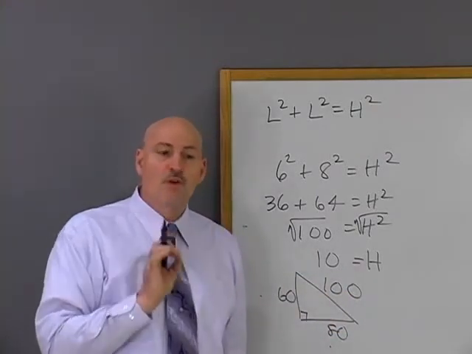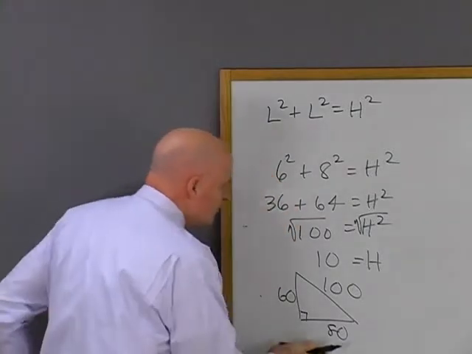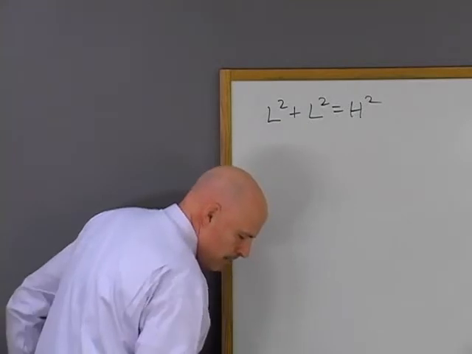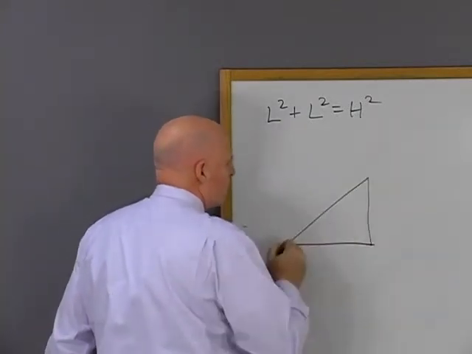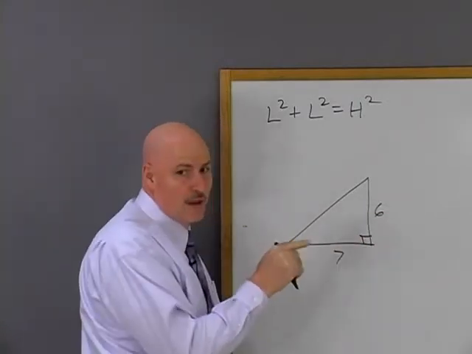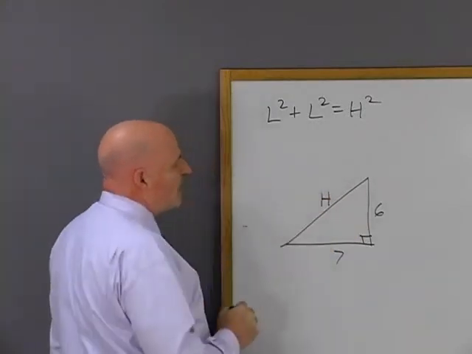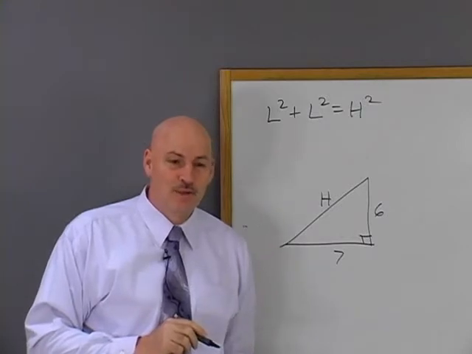So if you use the multiples of 3, 4, 5, it's convenient. But what if it doesn't work out even? What if you have a triangle that's 6 by 7? We know it's a right triangle because it only applies with right triangles, right? So we would say, okay, solve for the hypotenuse. And you could do this with the blocks and get really close, by the way.